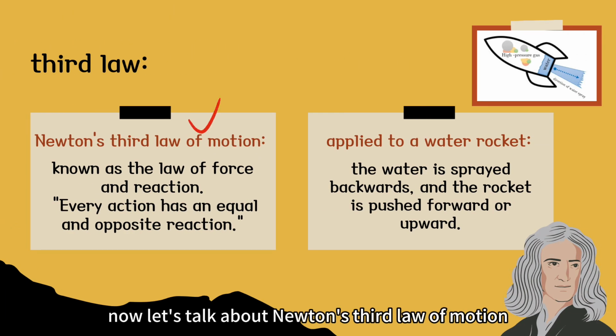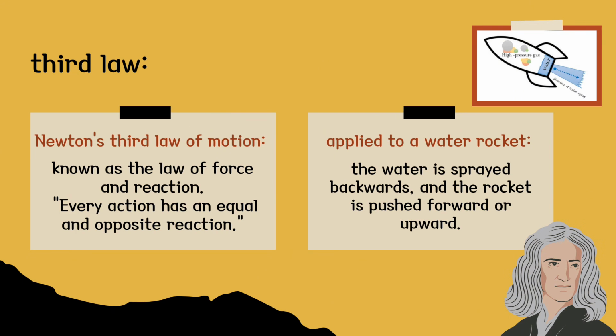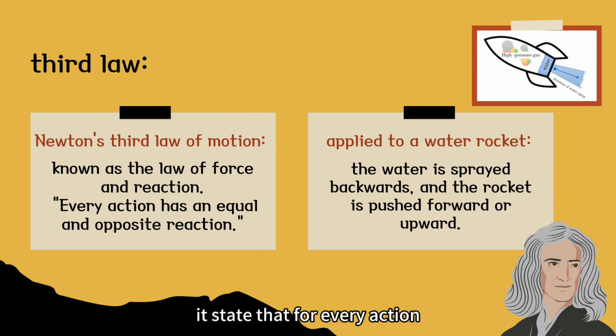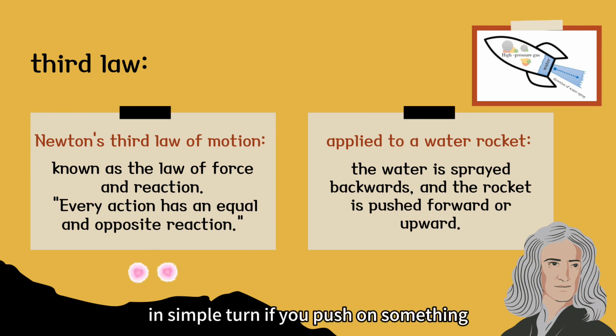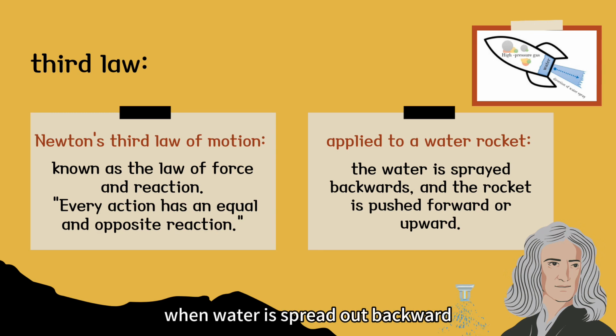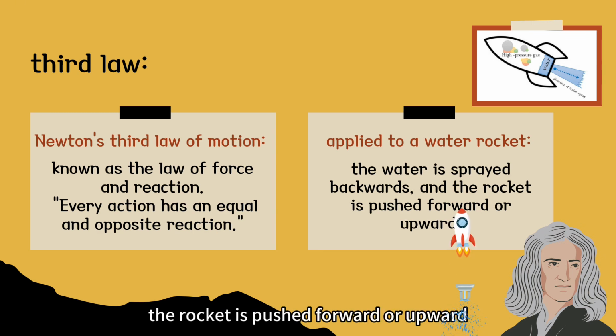Now, let's talk about Newton's third law of motion. It is also called the law of action and reaction. It states that for every action, there is an equal and opposite reaction. In simple terms, if you push on something, it pushes back with the same force. Applied to the water rocket, when water is pushed out backward, the rocket is pushed forward or upward.